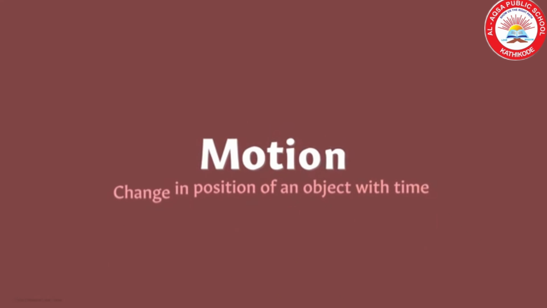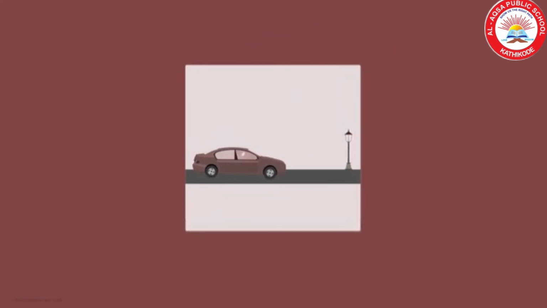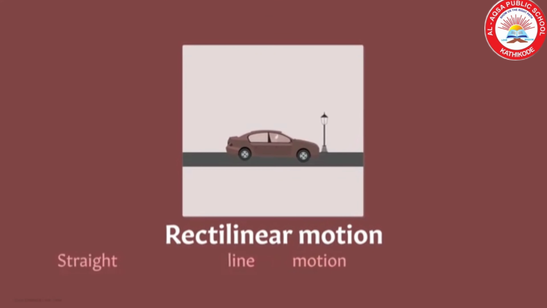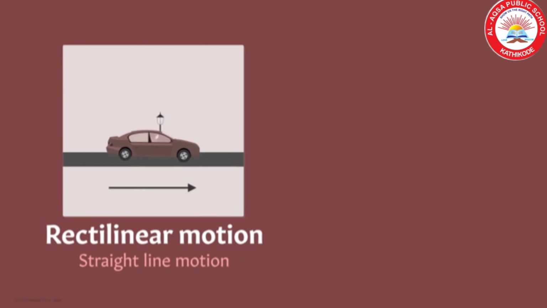In the previous video, we studied what motion is. We also saw one type of motion, that is rectilinear motion. Rectilinear motion is a straight line motion. In this type of motion, the path of the motion is a straight line. What will it be if the path becomes circular?